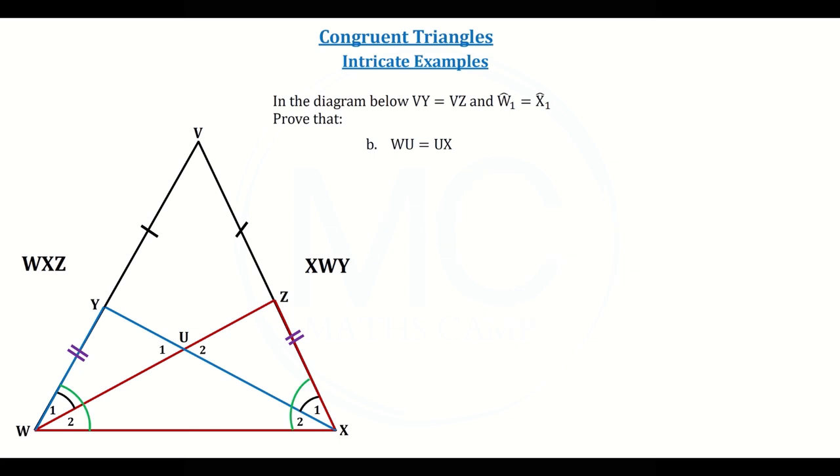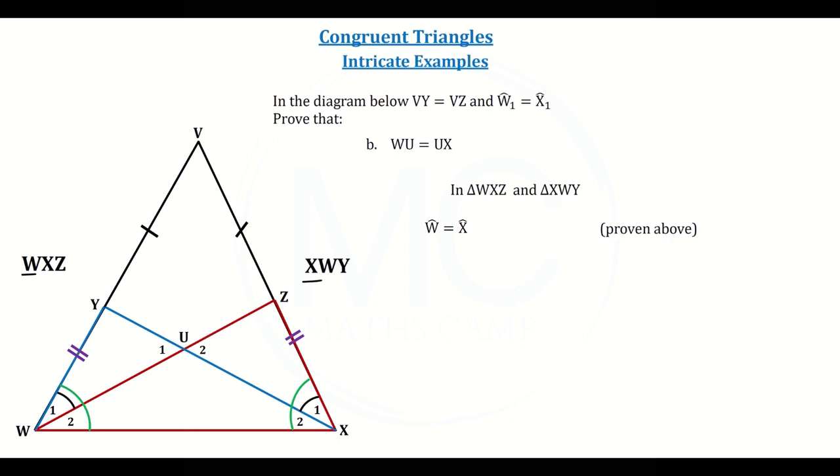And now we can attempt to prove our two triangles are congruent. So we can say in triangles WXZ and XWY, we have already found that angle W is equal to angle X. We have already proven this, so as our reason, we say proven above. W is the first letter in WXZ and X is the first letter in XWY. So these are corresponding angles.